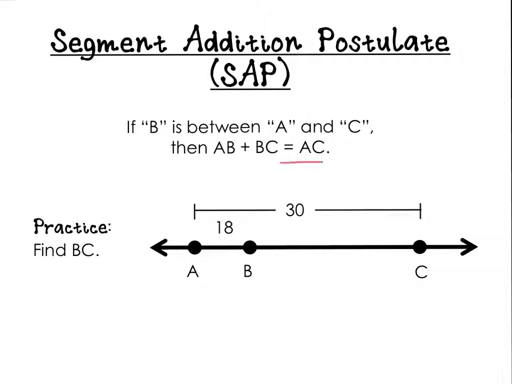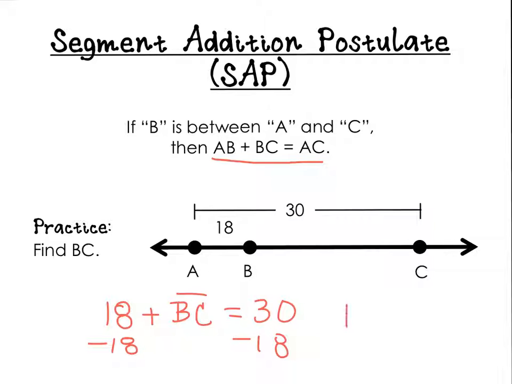If we simply use this equation, we know that AB equals 18, so we can put 18 in its place. Plus, we don't know what BC is, so we put the placeholder BC equals, and we know AC equals 30. Doing some simple mathematics, we subtract 18 from both sides, and we see that the measure of BC is actually equal to 12.